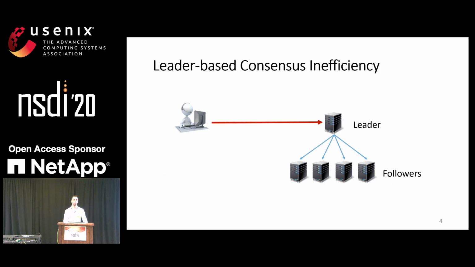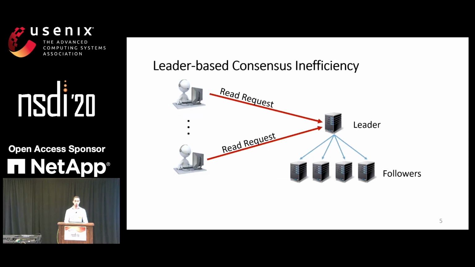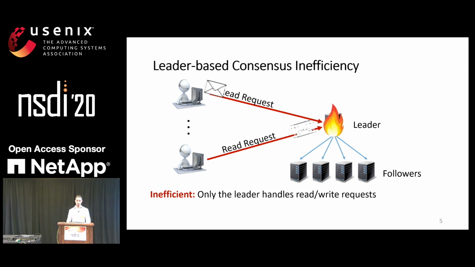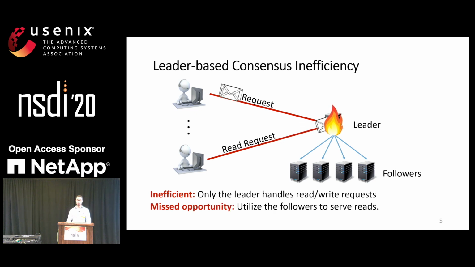Leader-based consensus protocols are inefficient because in those protocols, the leader handles both replication as well as serving read requests. And as you can see here, the system is bottlenecked by just one machine, which is the leader. There is a missed opportunity because followers are not being utilized and they are sitting idle. The reason they are not being utilized is they might have stale data.